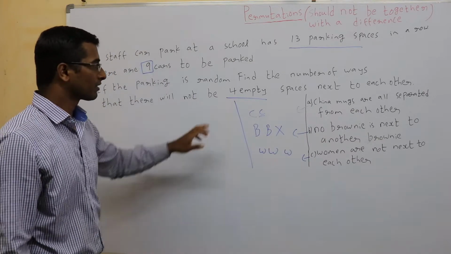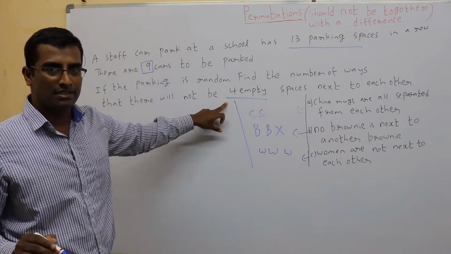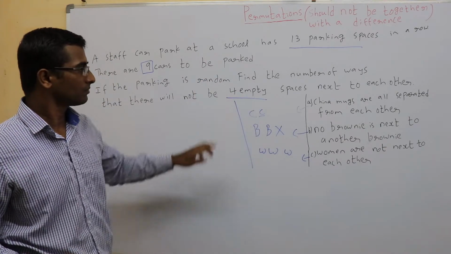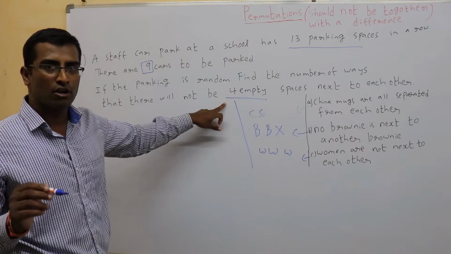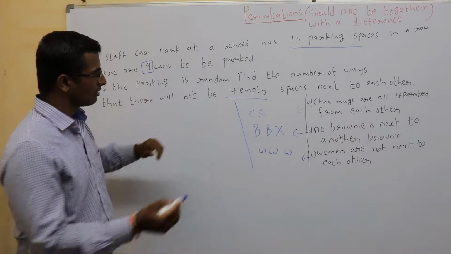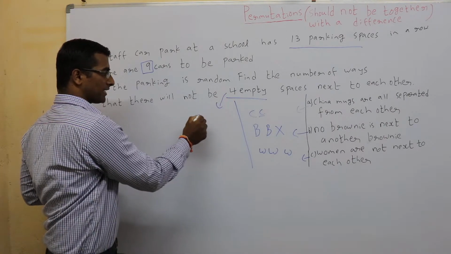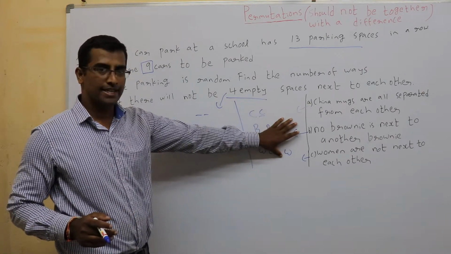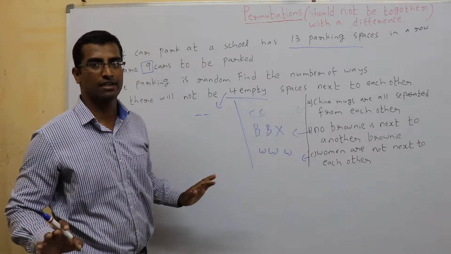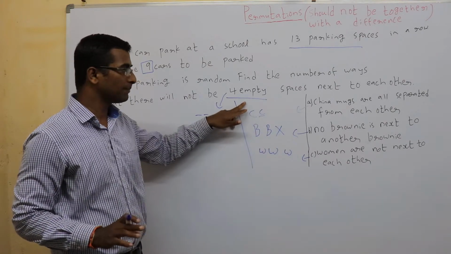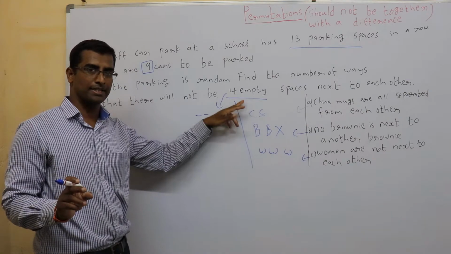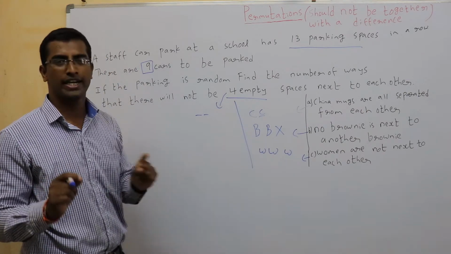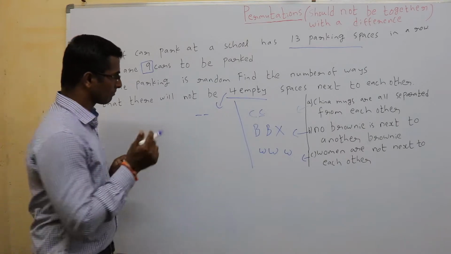Here the difference between this statement and all these 3 statements is that 4 empty spaces should not be next to each other, which means 2 empty spaces can be next to each other. That is the catch here. Whereas in this case, beside a woman, no woman should be there. But over here, 4 empty spaces should not be next to each other means 2 can be next to each other. If you get that catch, you will get the correct answer for this sum.